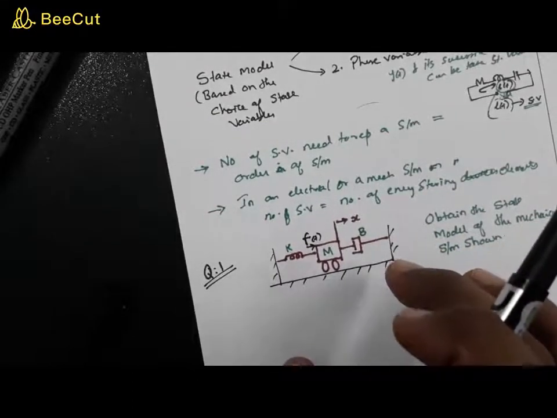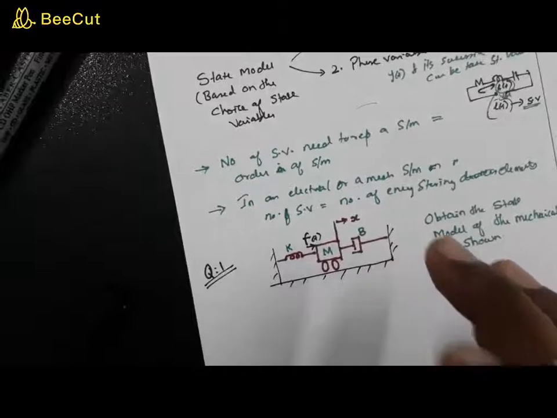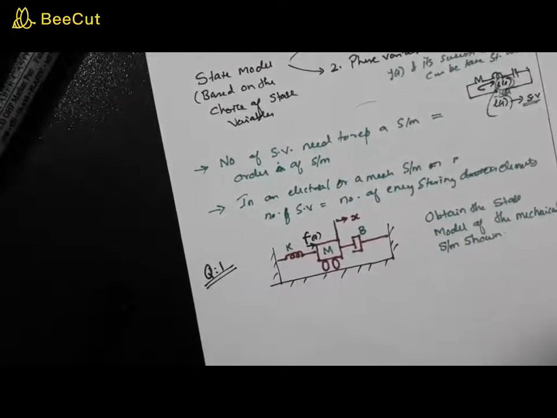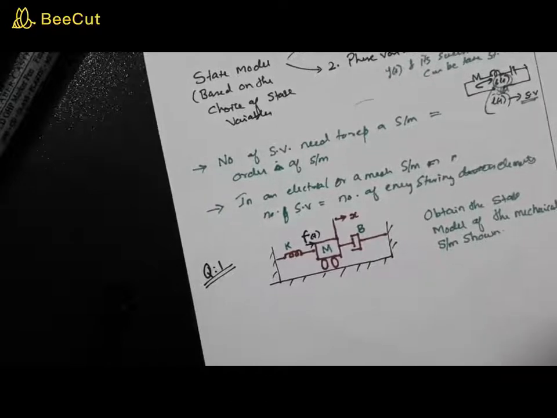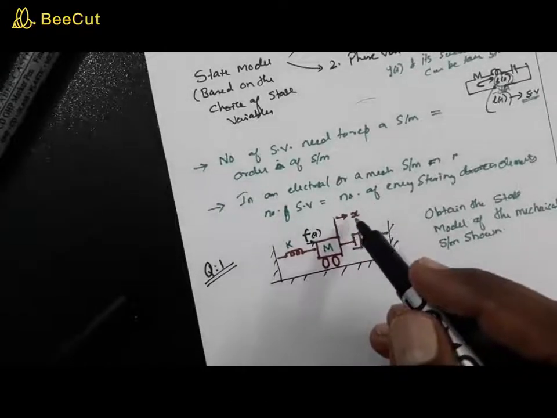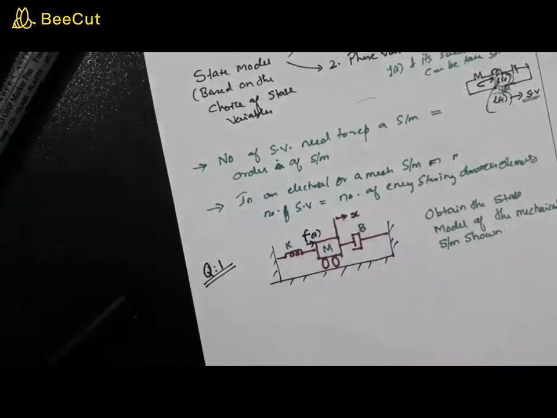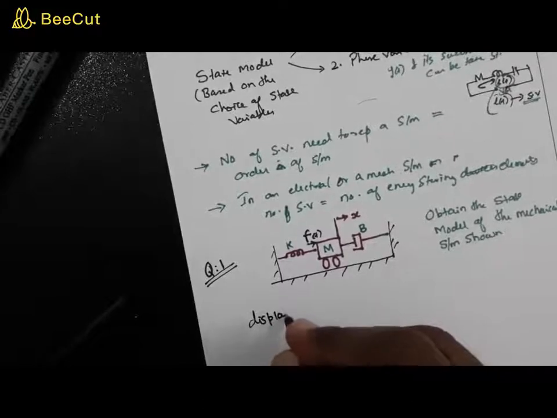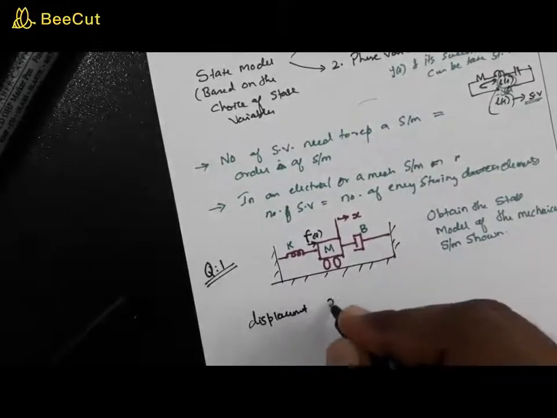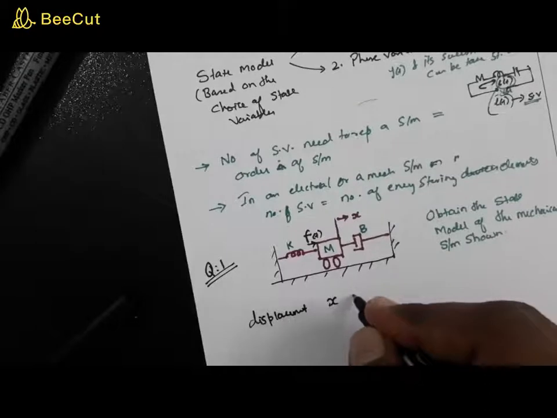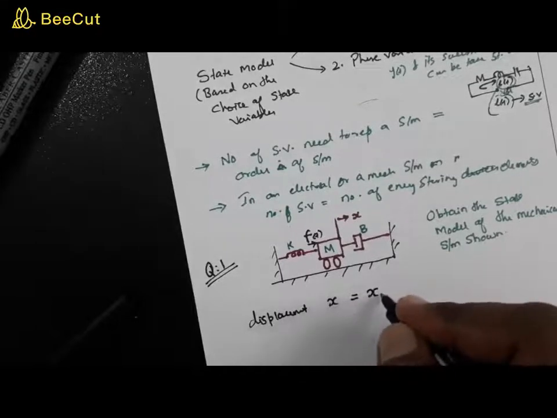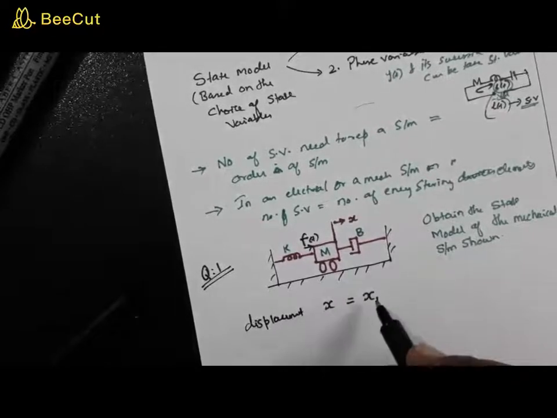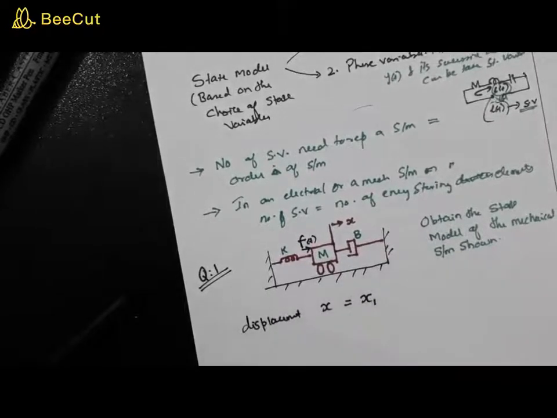Now, how will you start? The first thing we need to do is start with the state variable. The output variable, the displacement x, is considered to be a state variable, and we are assigning that state variable as x1. So x is assigned to be your x1.